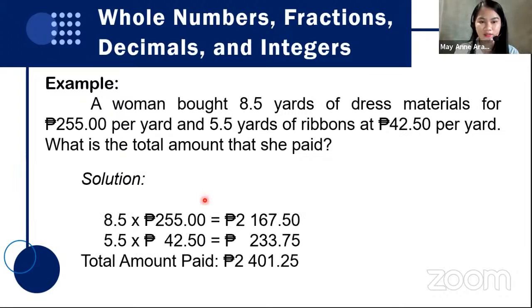We have 8.5 times 255 pesos. So you have 2,167 pesos and 50 centavos. And for the ribbon, you have 5.5 times 42 pesos and 50 centavos. So just multiply again. So you have 233 pesos and 75 centavos. Just add. So you have 2,401 and 25 centavos. So this is the total amount the woman paid.